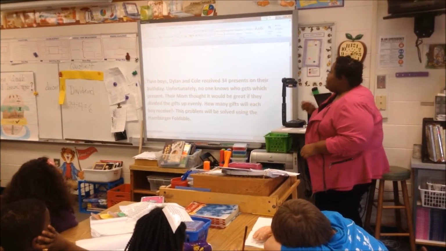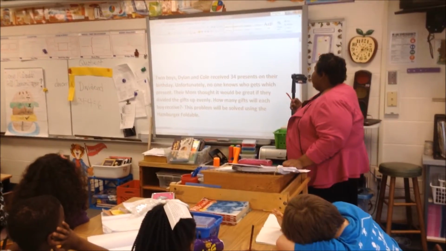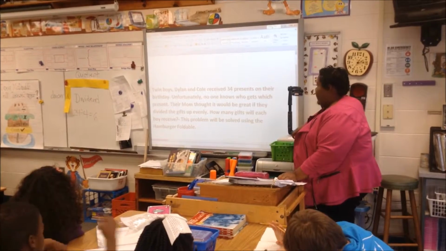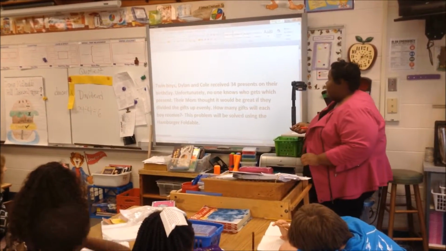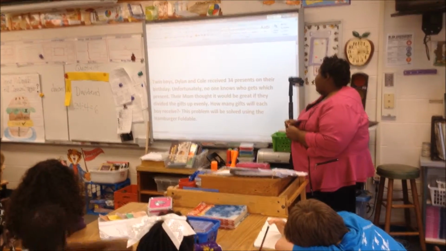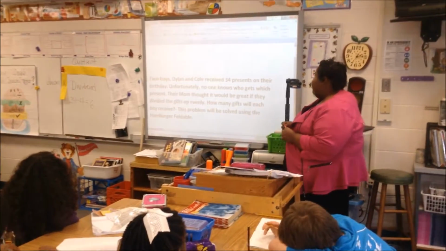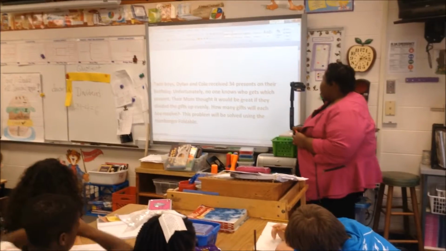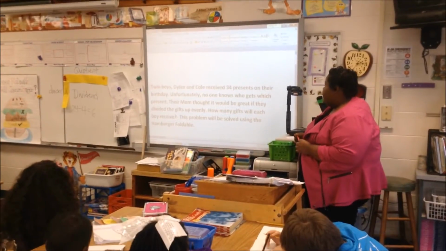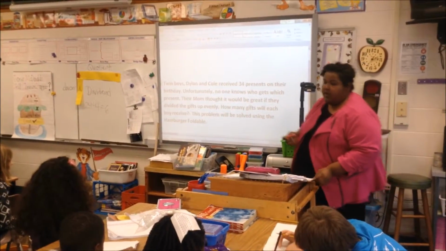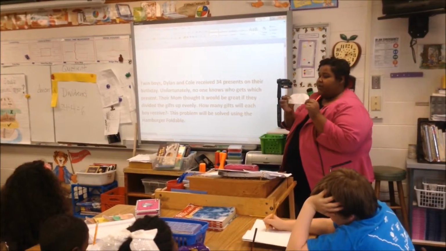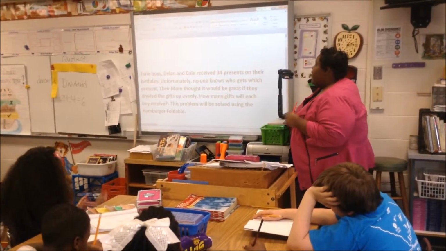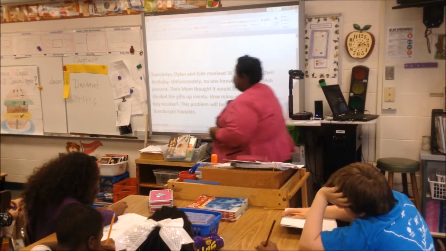It says, twin boys, Dylan and Cole, received 34 presents on their birthday. Unfortunately, no one knows who gets which present. Their mom thought it would be a great idea if they divided the gifts up evenly. How many gifts would each boy receive? Alright, so just like I told you, on the other half of our hamburger, we're going to be writing it on the side.